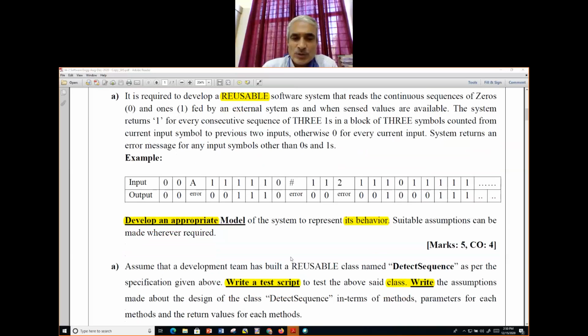Okay, now look at that. When you write a test script, the document I have already made available, on how to write the test scripts, and you have to use detect sequence. You have to create an instance of that, and this detect sequence is the state diagram, whatever you have prepared in the previous question. And for that state diagram, you have to write the test script. And this is also not clearly written.